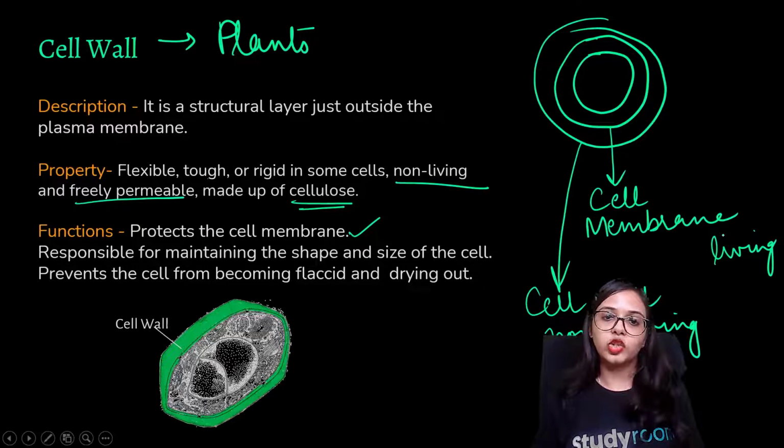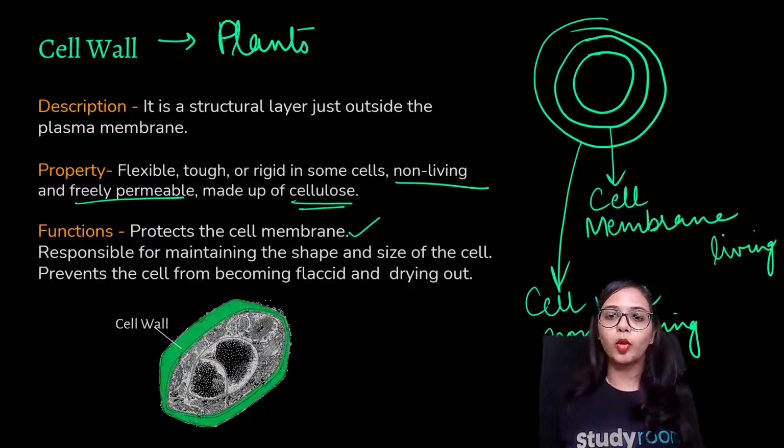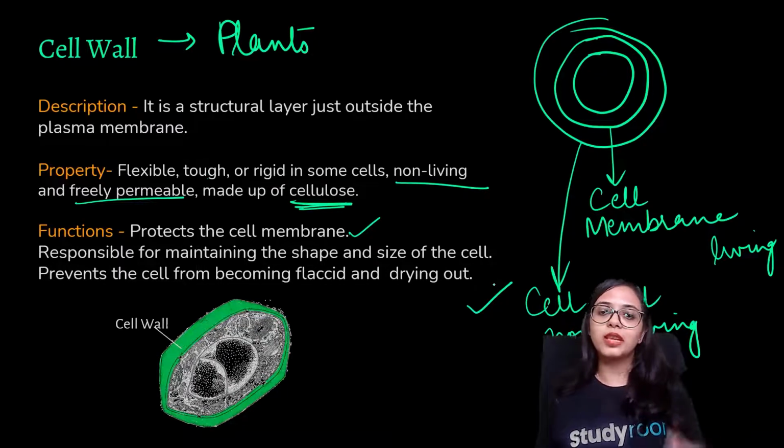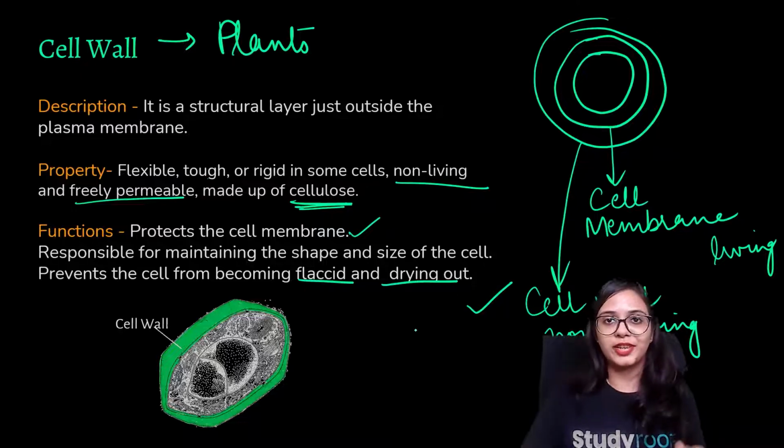Responsible for maintaining the shape and size of the cell, it prevents the cell from becoming flaccid and drying out. Another important structure is the cell wall, since it is made up of a hard material like cellulose. It not only protects the cell membrane, but also protects the cell from being flaccid, being shrunken, and drying out. So it helps the cell to maintain its integrity, its osmotic integrity.